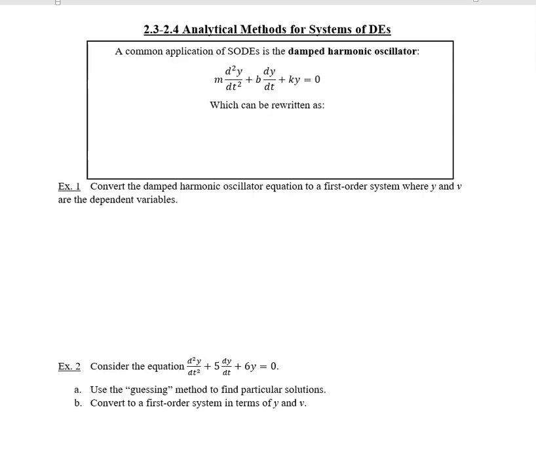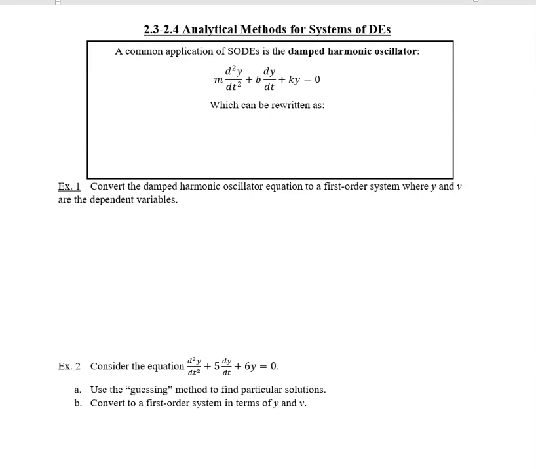So I'm going to start off here with a little application. It says a common application of second order differential equations is called the damped harmonic oscillator. If we were in a physics class, we might use this a little bit more often, but I'm just using this as an example of one way we can work with these systems of equations. So what we have here is m is a constant, b is a constant, of course k is a constant, second derivative, first derivative, and then y.